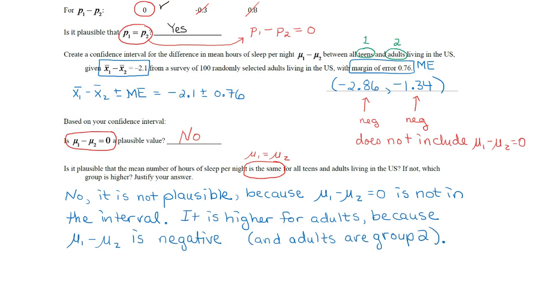So our full answer should include no, that it's not plausible that the mean number of hours of sleep is the same for both groups. And the reason for that is that we know that 0 is not in the interval. So this is our justifying our answer.